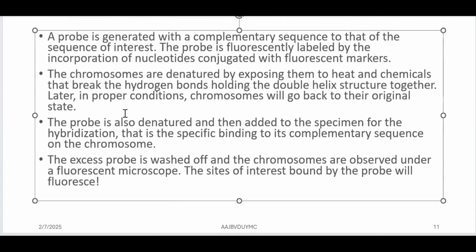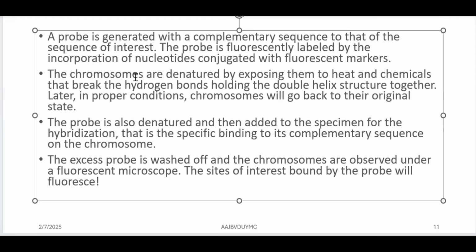So what is a probe? As we know, it is a complementary sequence, and this complementarity is towards what? To the sequence of interest, right? So the probe is fluorescently labeled by adding or conjugating the nucleotides with fluorescent marker. So yesterday we have seen some examples like Cy5 or Cy3, etc. So the chromosomes are going to be binding with this probe, right?